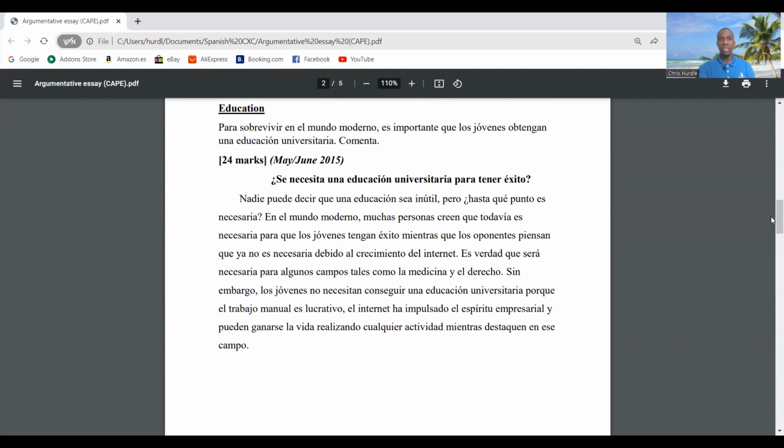As you see, se necesita una educación universitaria para tener éxito. That would be my title. Is a university education needed to be successful?